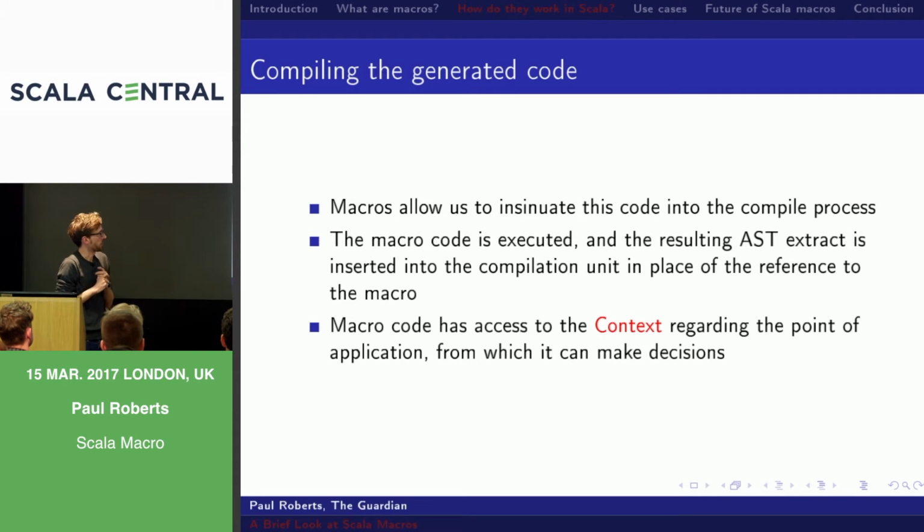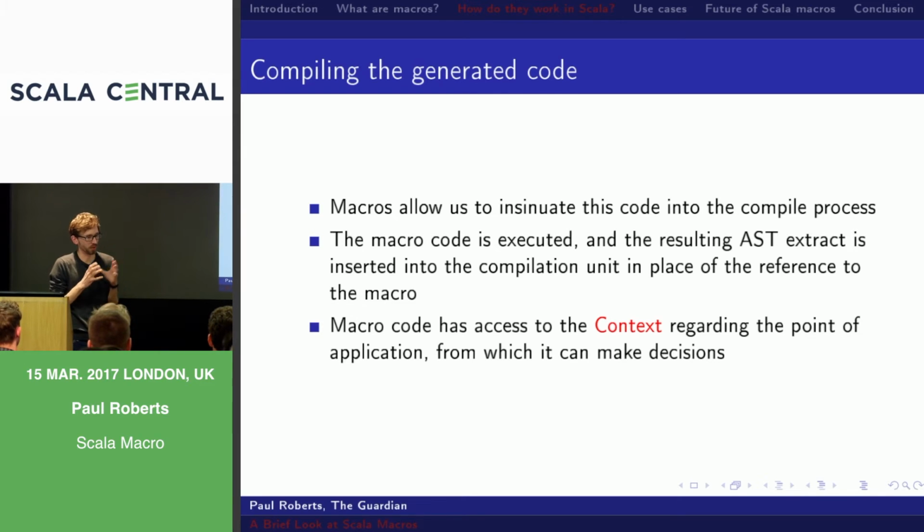So the macro is executed during compile time, it will generate this syntax tree that we've seen, and that will get spliced into the code that you're actually compiling, and that will become part of the project that you're building. And the macro is passed a context of the application point of where you're using the macro so that it can make decisions. So it will know what sort of arguments are being passed when the macro is being called, and maybe what types it's being used in, that kind of thing in the context.